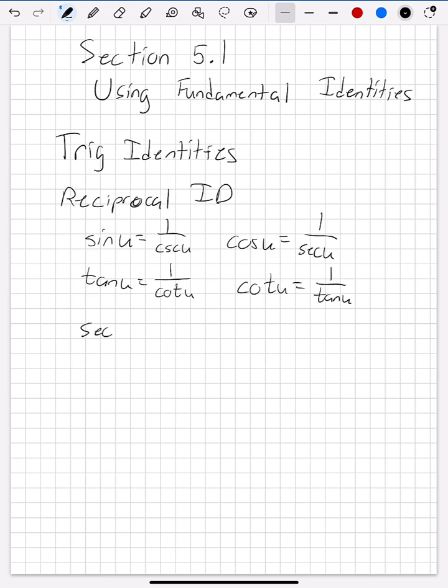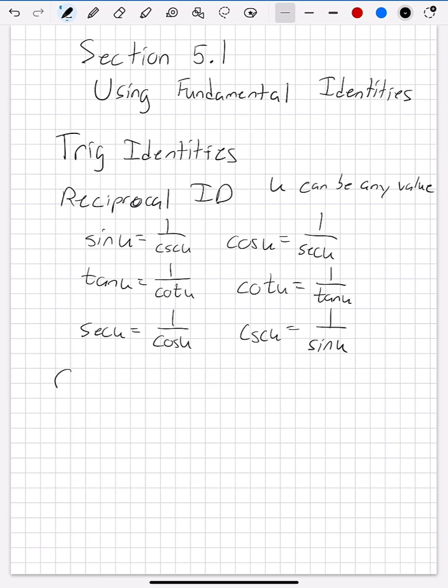Secant of u is 1 over cosine u, and then cosecant of u is 1 over sine of u. Okay. And it should be noted that u can be any value. So it doesn't matter if u is a number, if it's an angle, or just a term, an x, whatever. u can be anything, and these are still true.